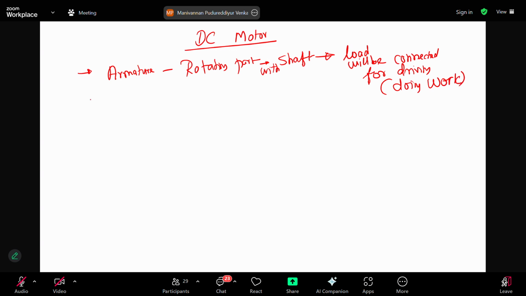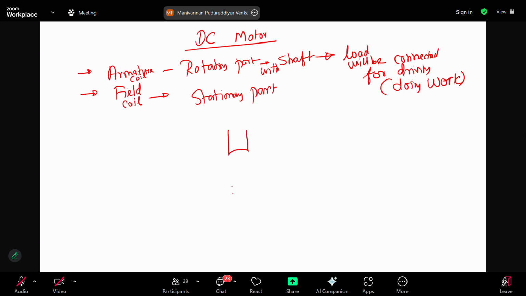Then it has another one called the field. So the electric motor consists of two parts. One is called the armature coil. The other one is called the field coil. The field coil is a stationary part. Please note the coil means copper wire, aluminum wire, some wire, but it is not a straight wire; it is wound like a coil. That's why you say coil. Now, literally, a DC motor can be represented like this for ease of understanding.